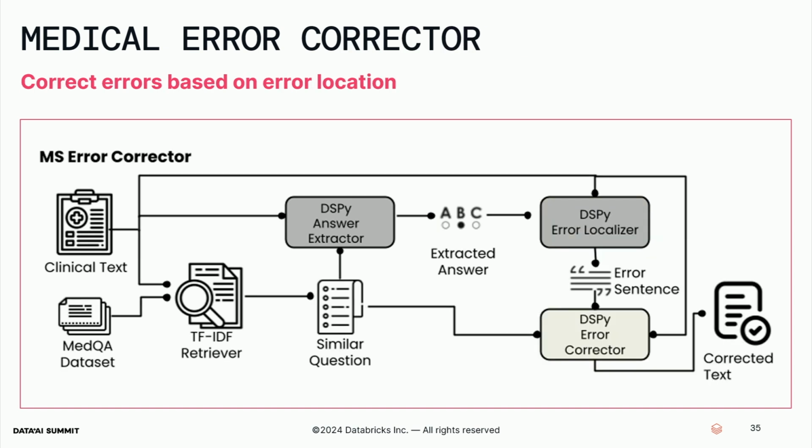Now let's go about doing a more generative process here. So the system begins by taking 3 key inputs for a medical error corrector: the identified error line, the extracted error answer choice, and the correct answer derived from a similar multiple choice question. It leverages these inputs to specifically target and correct errors found in clinical texts.